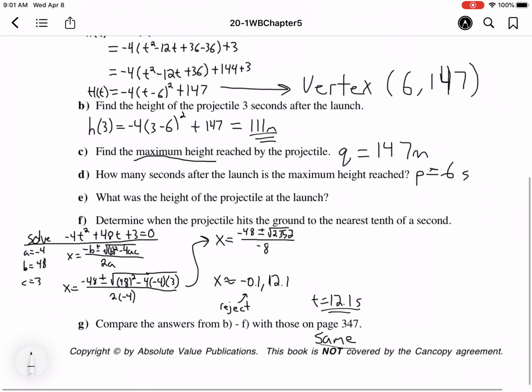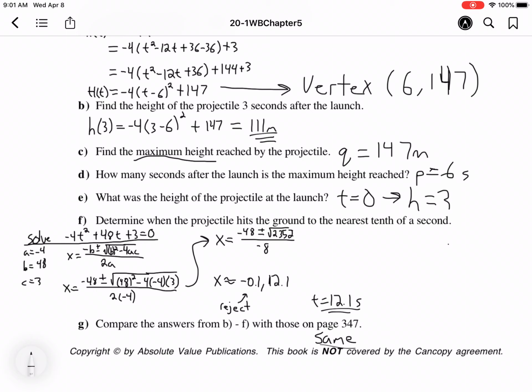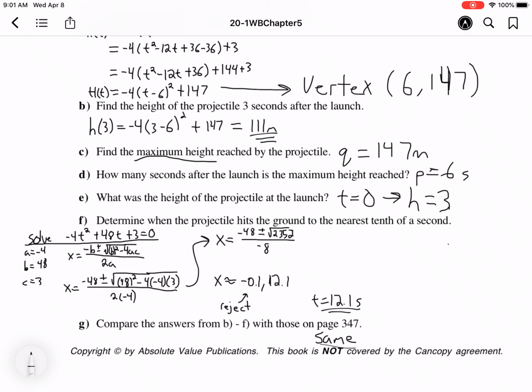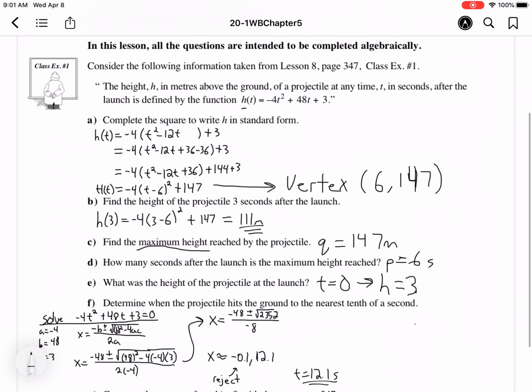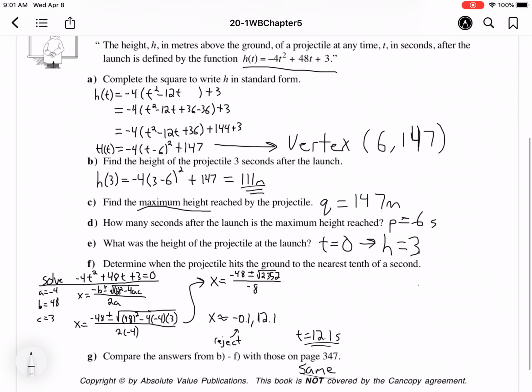And what was the height of the projectile at launch? Well, that would be when our t equals 0, which means our height equals 3. That's just the number at the end of our general form, right? That's our c value, which is going to give us this.